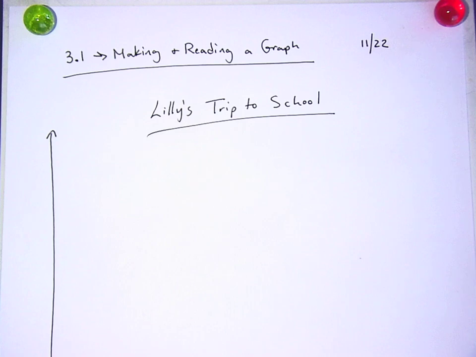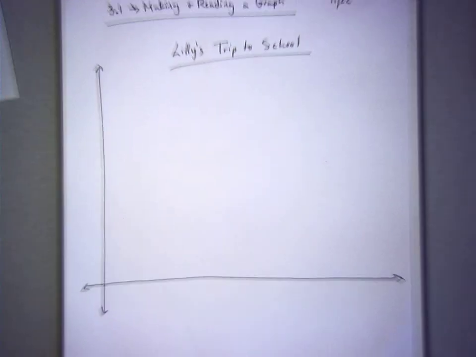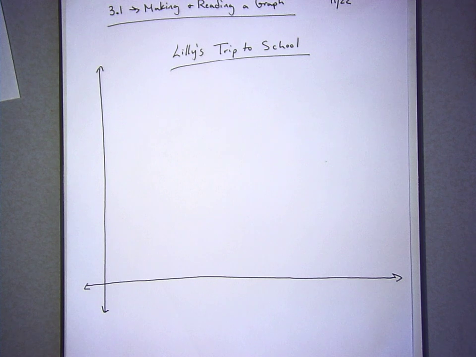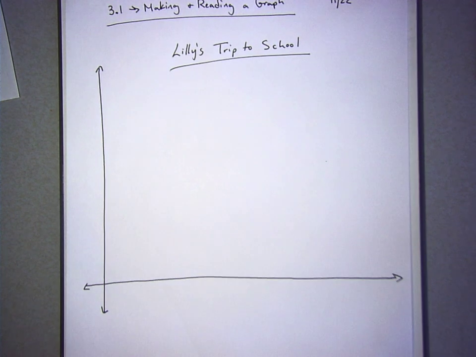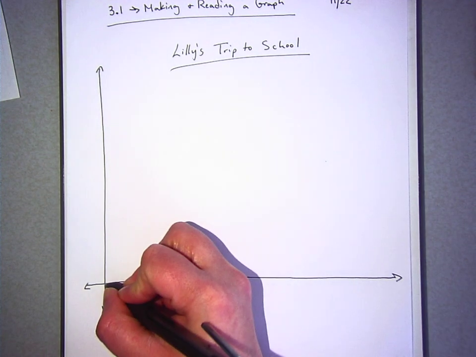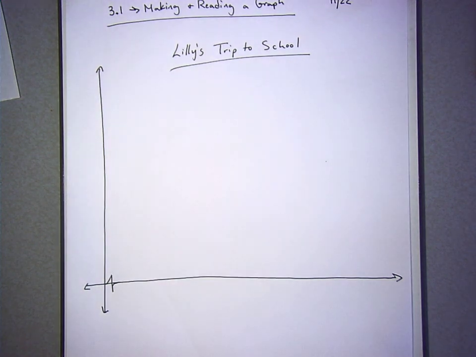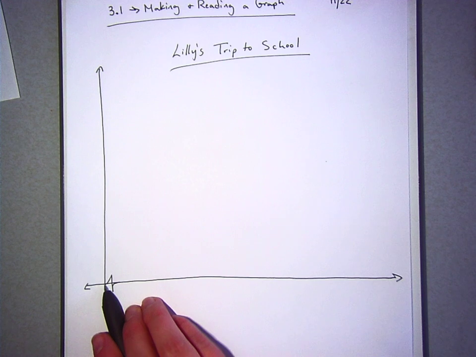I'm only going to do my positive axes because we're not going to go backwards in time. And we are not going to go backwards in distance. Okay. So let's do this first of all. Does anybody know what that is? Origin. This is the origin, the 0, 0 point right there.